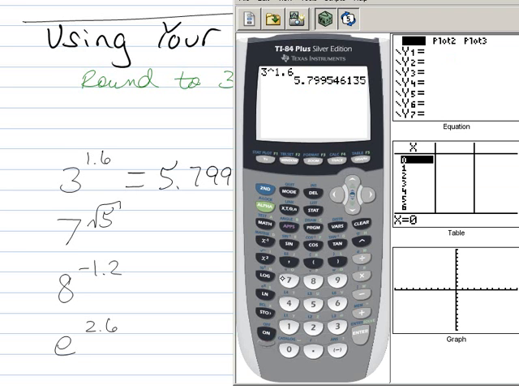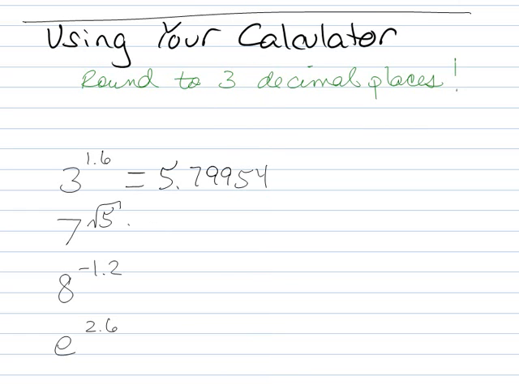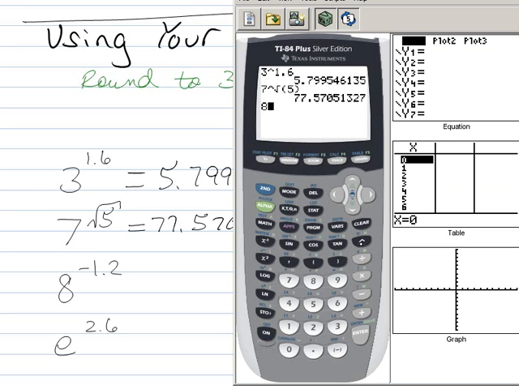All right, so let's go to 7 to the square root of 5. The purpose of that is just to make sure you know you can combine these square roots and exponents all together. It's completely legitimate, although not necessarily as fun as it could be. All right, 77.57051, and we've got 8 to the negative 1.2.